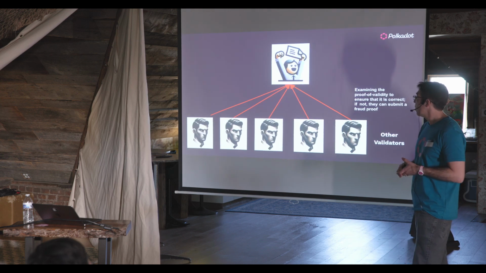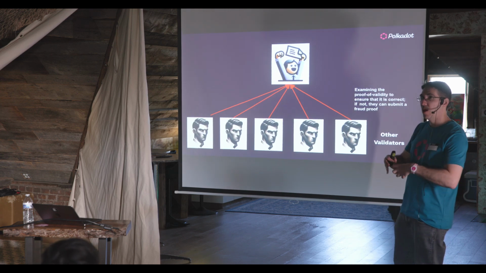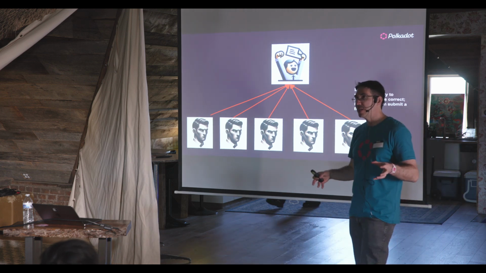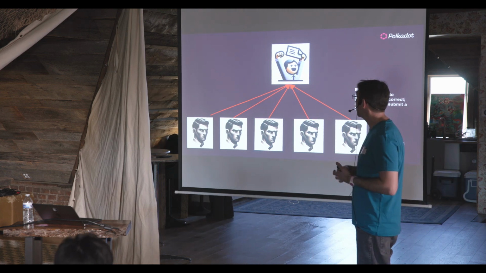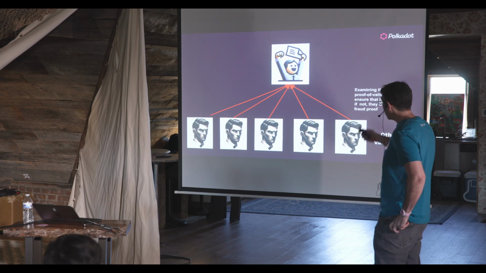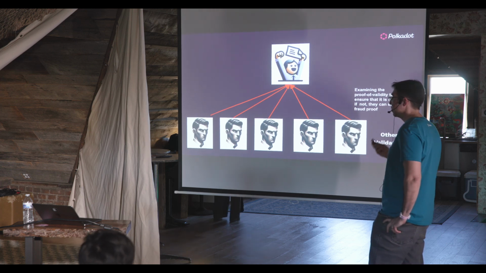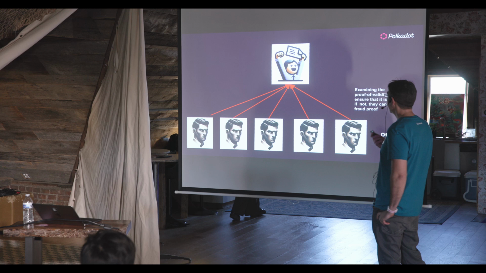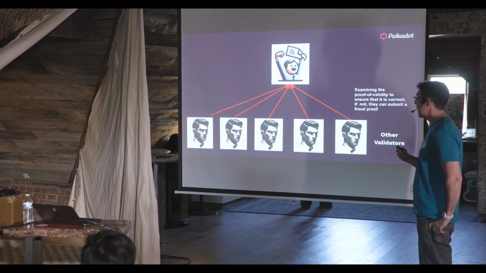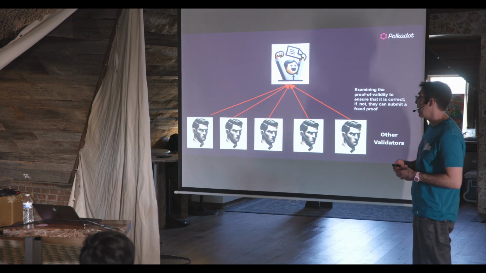All right. So now once this comes in, enough validators have copies of the data so that we know that we're not losing it. They can all examine the proof of validity, examine the candidate block, make sure that it's correct. And in the case of a dispute, we know that we're going to have the data to be able to challenge it.